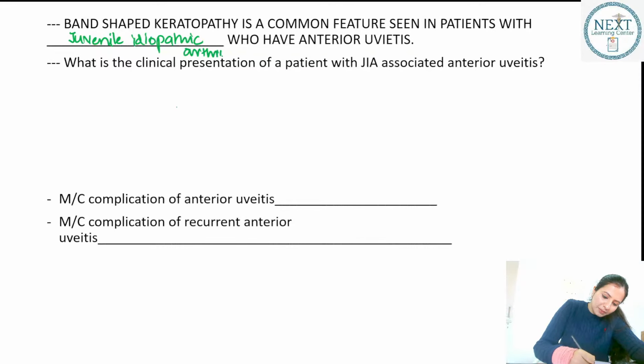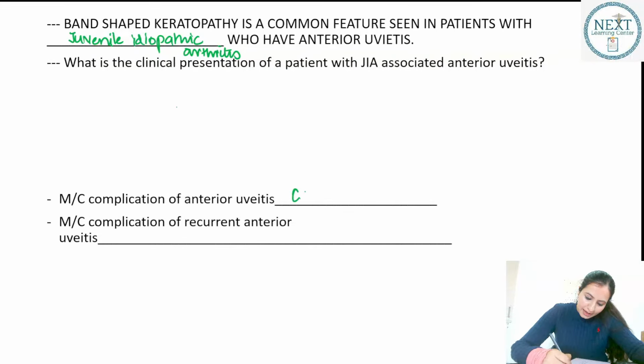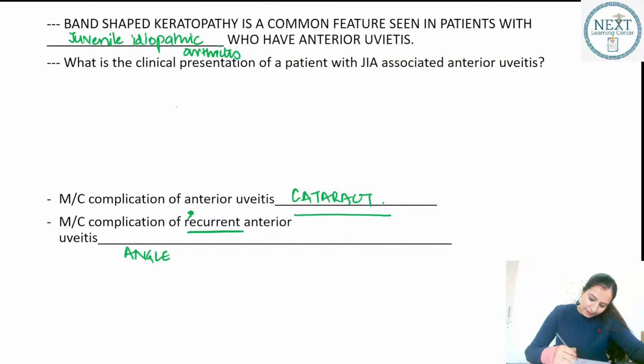Now if you ask me the most common complication of anterior uveitis, it is cataract. And what is the most common complication of recurrent anterior uveitis? My answer will change to secondary angle closure glaucoma.